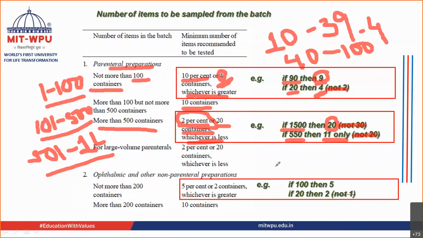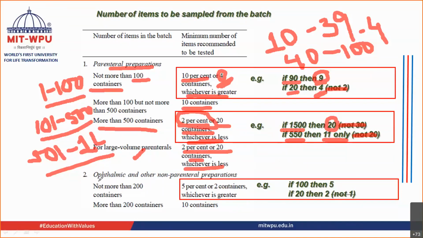I hope you are understanding what I am trying to say. I'm just trying to decode whatever condition has been given by them. Then for large volume containers, again it is 2% or 20, whichever is less. So whatever is the earlier condition, the same condition has been followed over here. So the same example applies over here also, right?